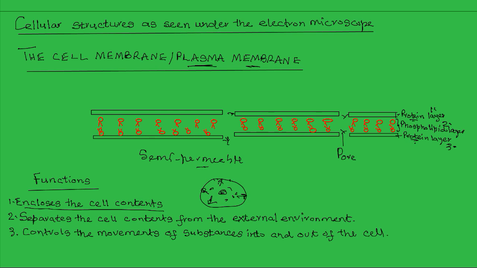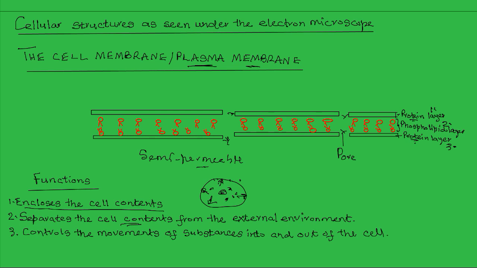Secondly, it separates the cell contents from the external environment, because some of the cellular contents may be destroyed either through reactions of neutralization by certain substances that are present in the environment. So by separating the cell contents from the external environment, the cell membrane helps to preserve them.